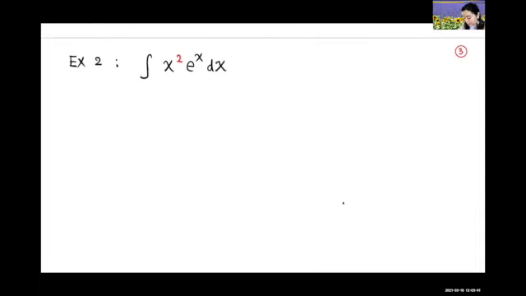In this example, we're going to try to use integration by parts. Let's take a look at the function. x squared is what type of function? Algebraic. e to the x is an exponential function. So which one do you want to let u be? Remember LIATE. x squared? Yes. So we're going to let u be x squared.